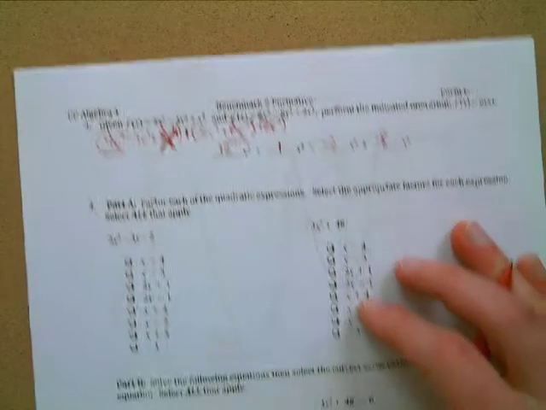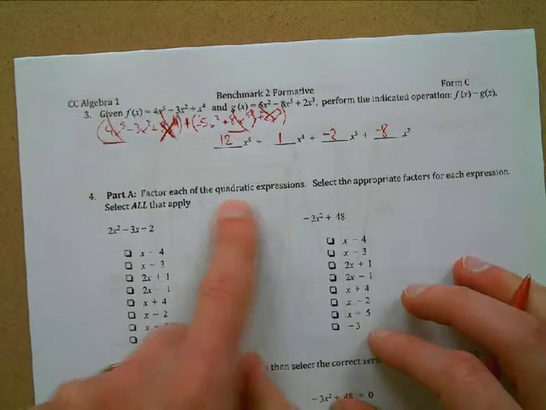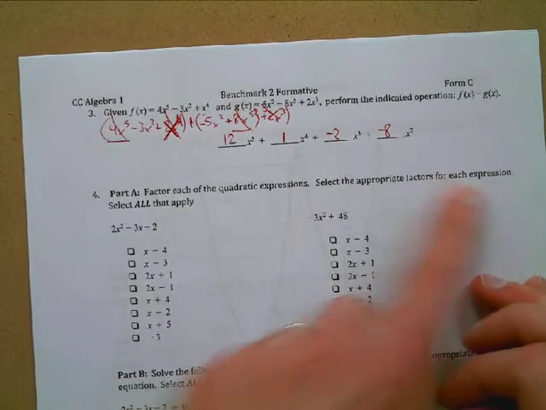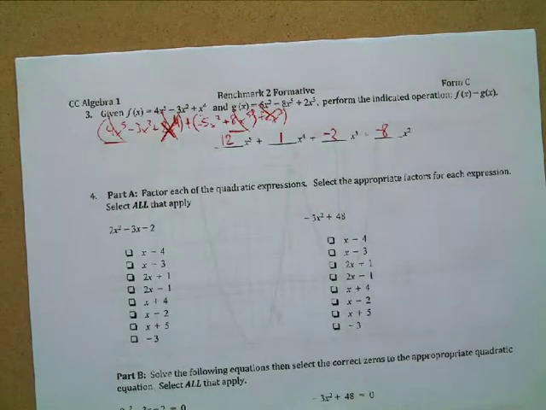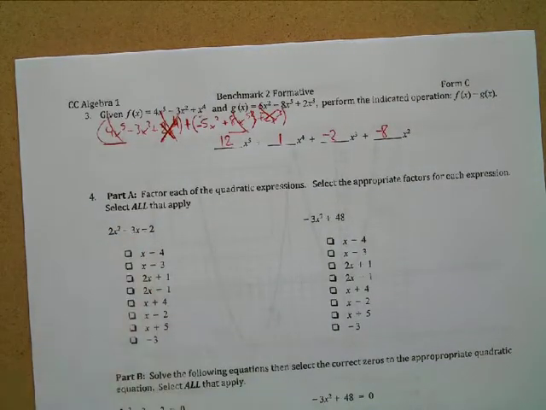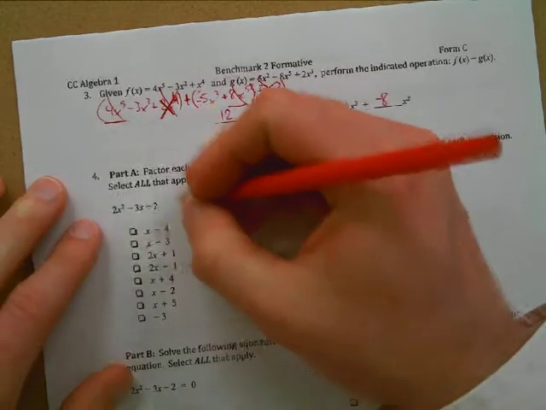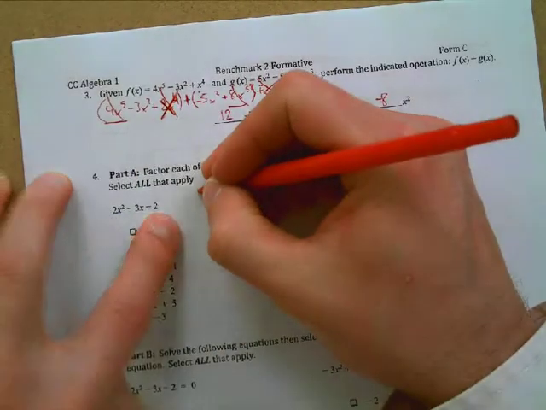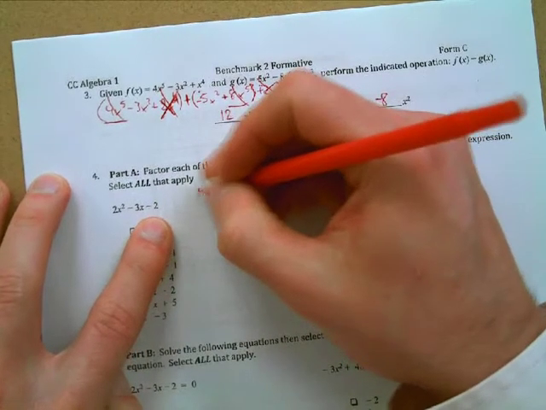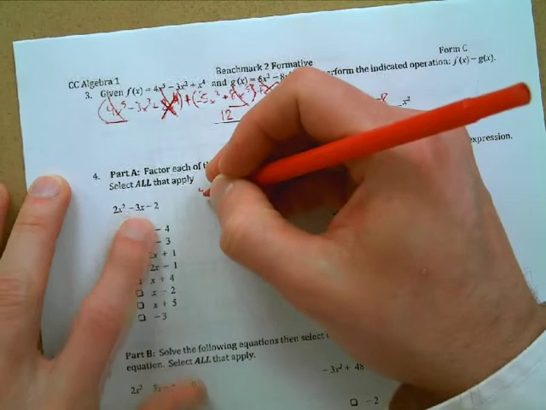Right? Number 4, factor each of the quadratic expressions, select the appropriate factors for each expression, select all that apply. So here we're going to factor this thing. Okay, so first thing I want to look at there, is there a GCF? The answer is no, there's no GCF there. But we can then do our AC method. So 2 times 2 will give us 4. I need two numbers that multiply to positive 4, but that'll add to make negative 3.